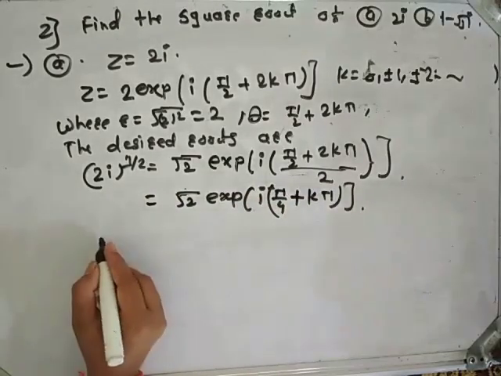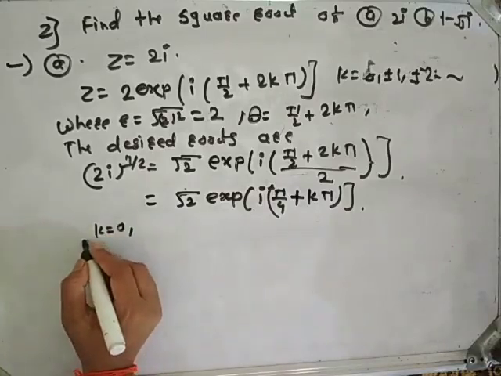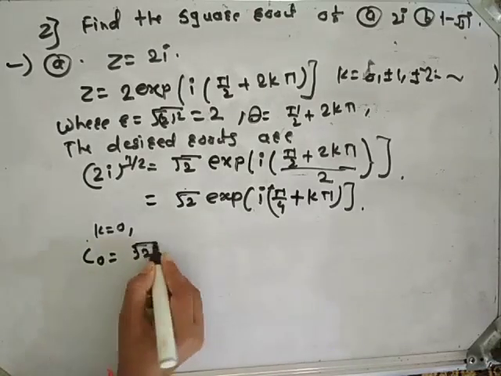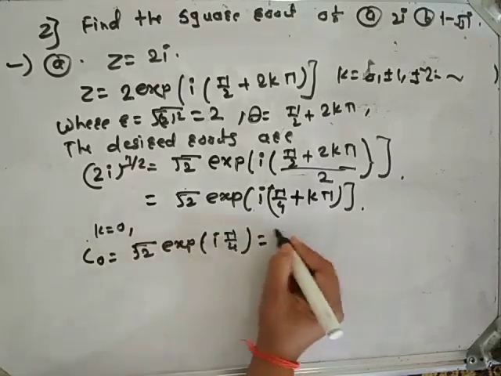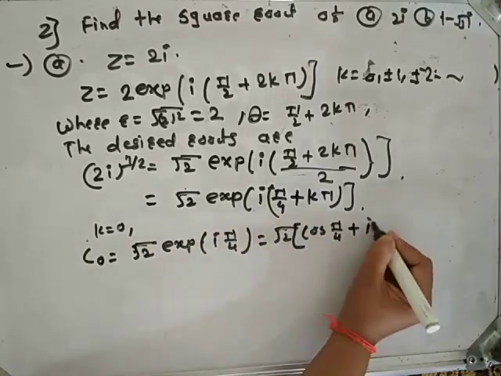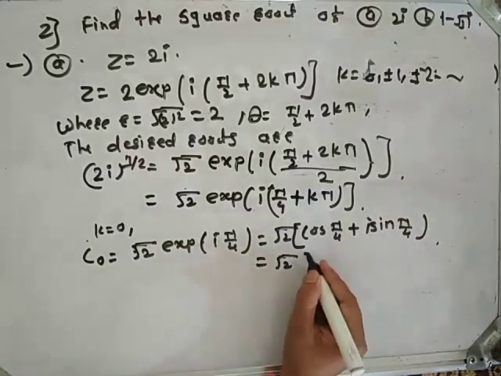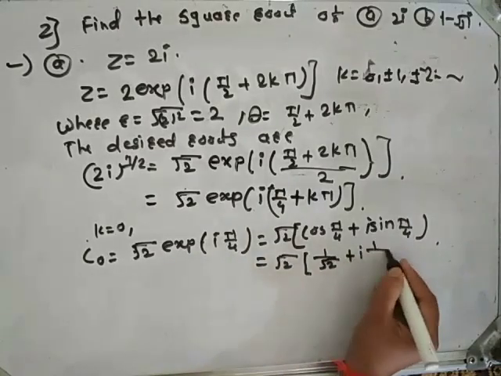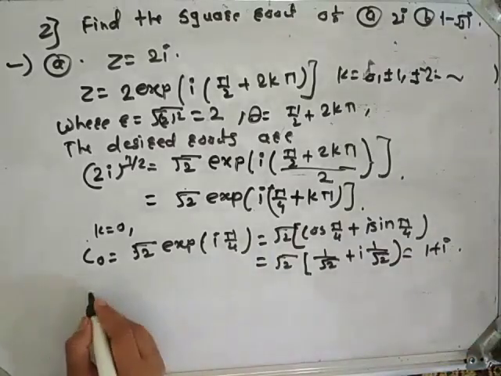Now we will find the first root using k equals 0. So we will get c0 is nothing but root of 2 exponential of i pi by 4. This is nothing but root of 2 into cos pi by 4 plus i sin pi by 4. Cos pi by 4 is 1 upon root of 2, plus i into 1 upon root of 2. This is nothing but 1 plus i. So the first root is 1 plus i.